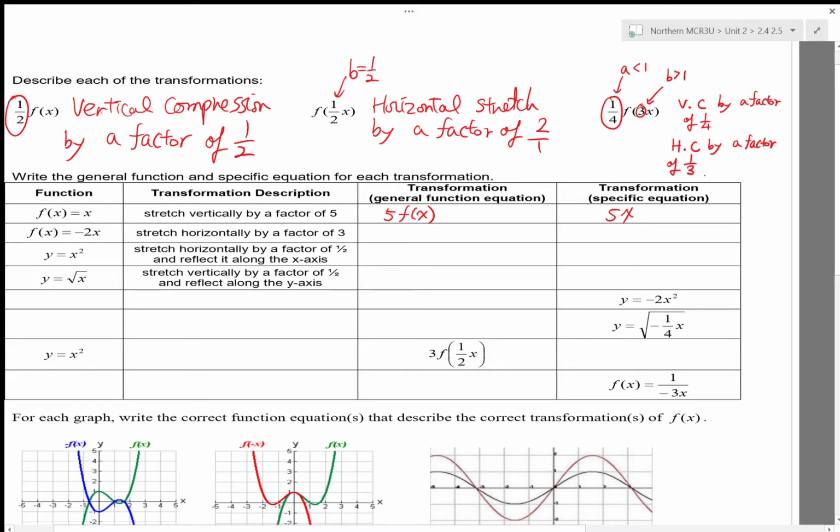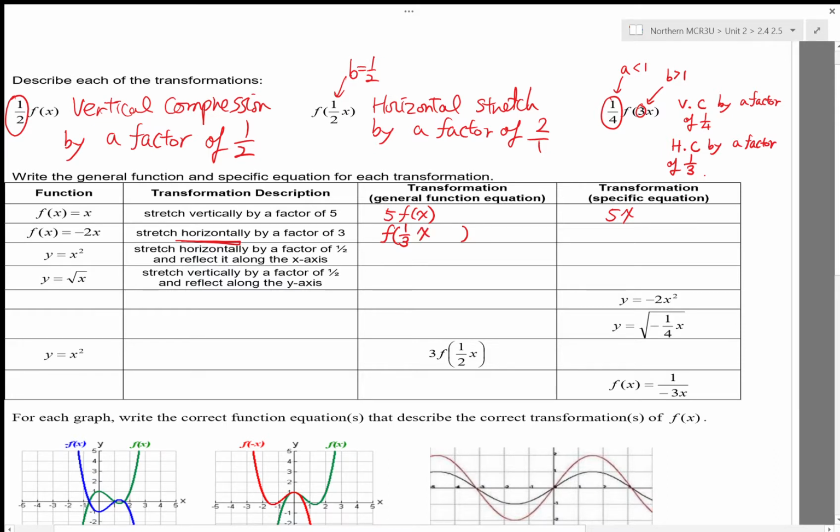Now, then stretch horizontally by a factor of 3. So again, stretch horizontally says horizontally. That means our f at x should go through the b value transformation. So the b value in this case should be 1 over 3, right? Remember, it has to always be the opposite of it, and then x in this case.